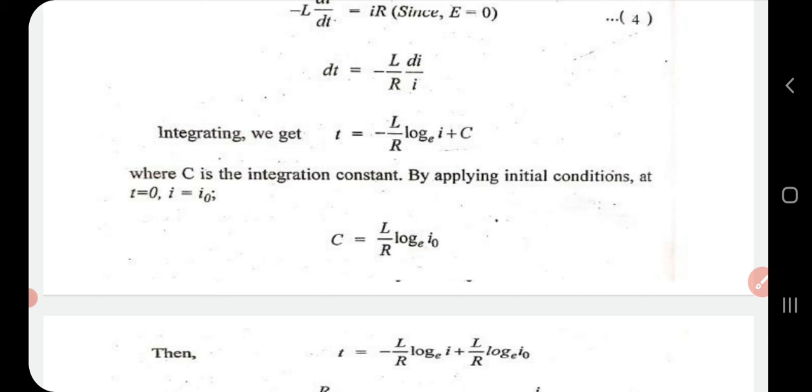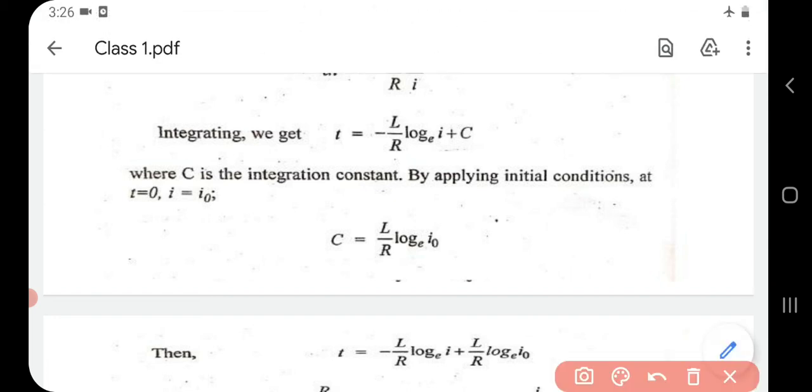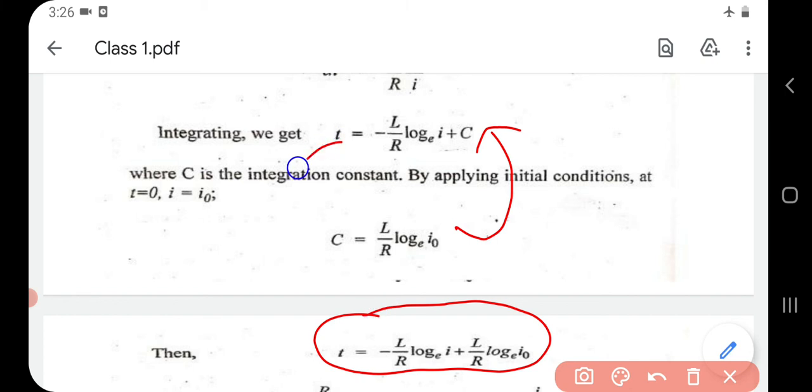So just apply that condition: at time t equal to 0, I equal to I0. You will get the value of C as L by R log e I0. Now substitute the value of this C in the equation. So you get t equal to minus L by R logarithm to the base e of I plus L by R logarithm to the base e of I0.